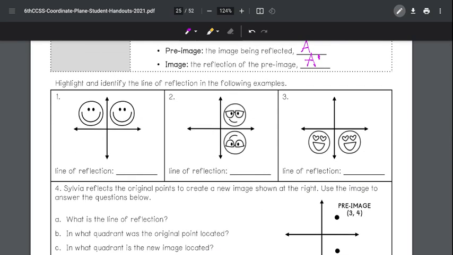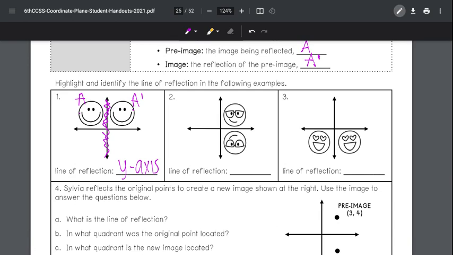Now it says, highlight and identify the line of reflection in the following examples. Number 1, we can see our original smiley face, and we'll call it A. And they reflected it over this line and made it over here, which is A prime. So the line that they reflected that smiley face over is the y-axis. Think about it like they opened the book and then they closed the book. Now it's on the right side.